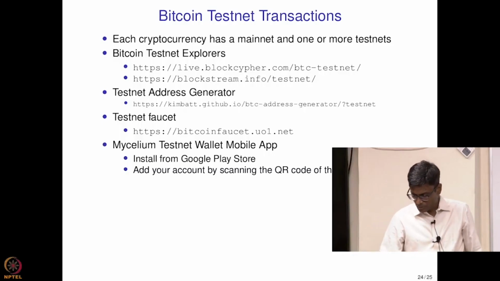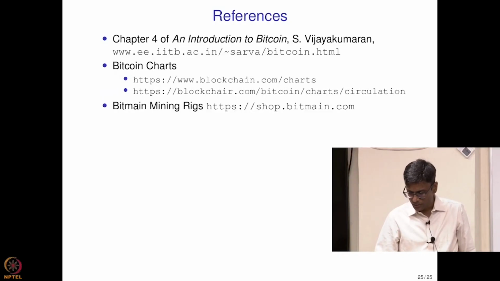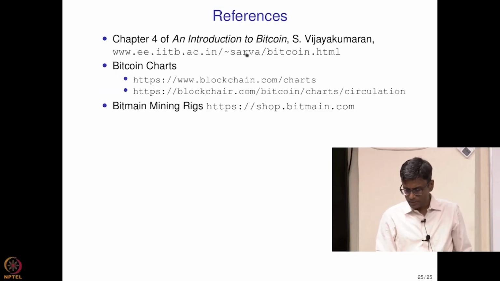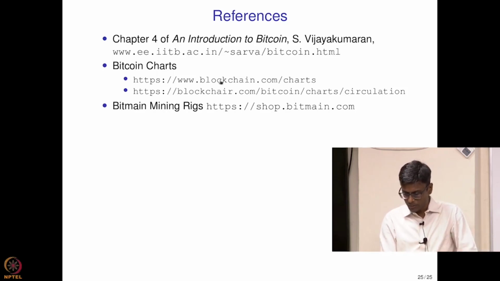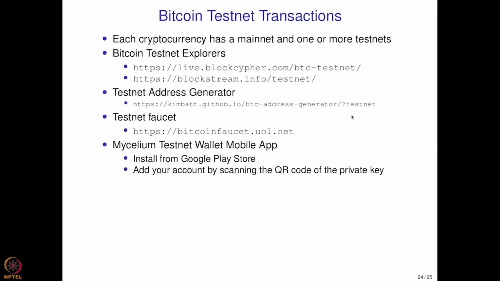Okay, so that's all I had, some references. This is a set of notes on Bitcoin which I have on my website. It has more details than I have covered. I'll be covering some more details in the next session, and also these are the charts from which I took the different Bitcoin supply and hash rate data. And for Bitcoin mining rigs, you can check this website, shop.bitmain.com. It has different kinds of Bitcoin mining rigs. So I will leave this slide on, so if you want to try your faucet addresses, but I can take questions if there are any.